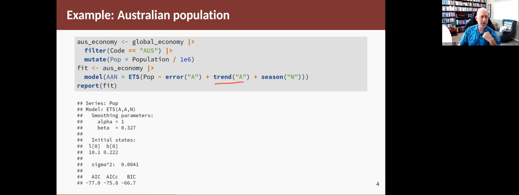We call this an AAN model. The first A is additive error, that's this bit. The second A is the trend, and the N is seasonality. At this stage, we're not going to introduce seasonality. We'll leave that to the next section. If you ask it to fit that model, it'll come back with estimates of the parameters. It's chosen an alpha of 1, a beta of 0.327, L0 is 10.1, and B0 is 0.22, and it gives you another bit of information about the model.